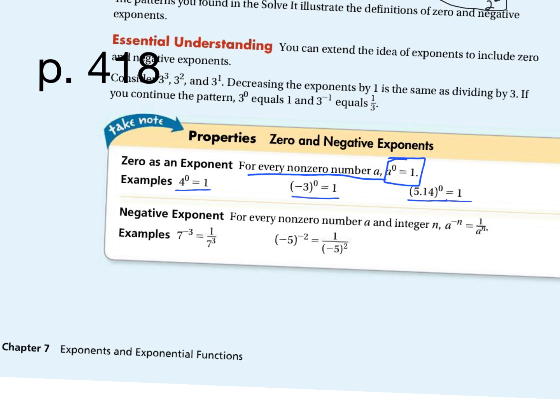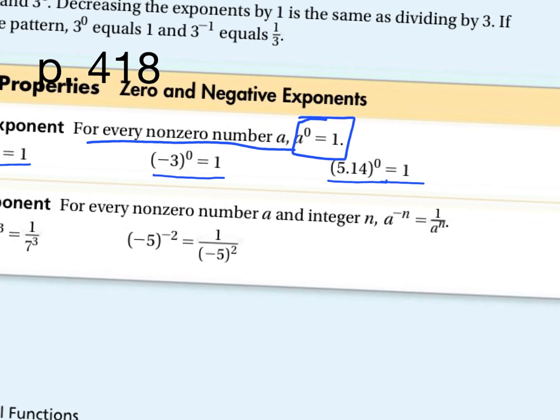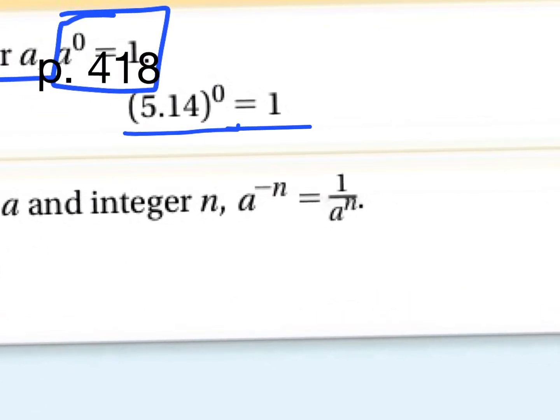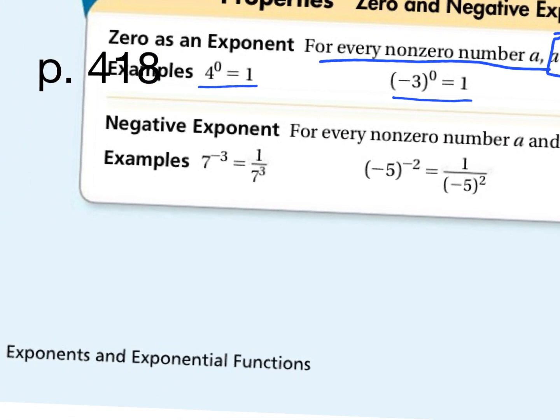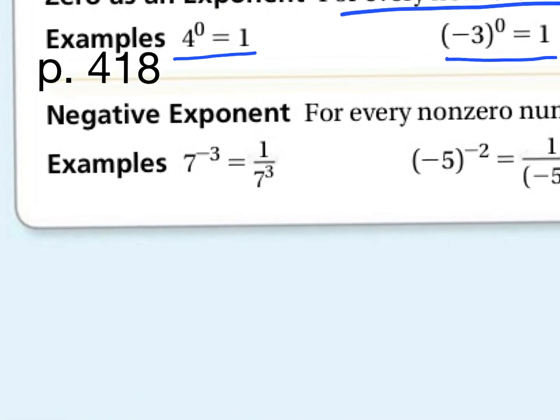The next thing it talks about is negative exponents, and basically for that, like we talked about, if you have a negative exponent, and you could put it over 1 if you wanted to, it's kind of like it's in the numerator. To make it a positive exponent, we bring it to the denominator. So they give you some examples. 7 to the negative 3rd power is equal to 1 over 7 to the 3rd power.